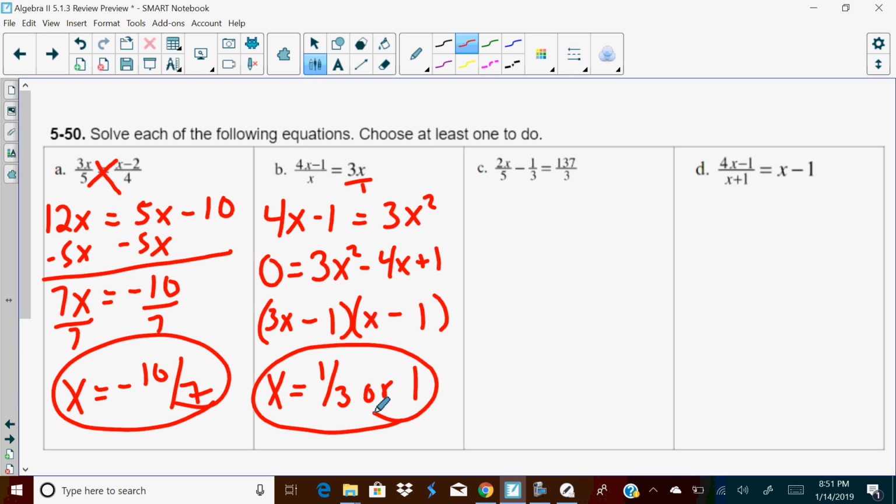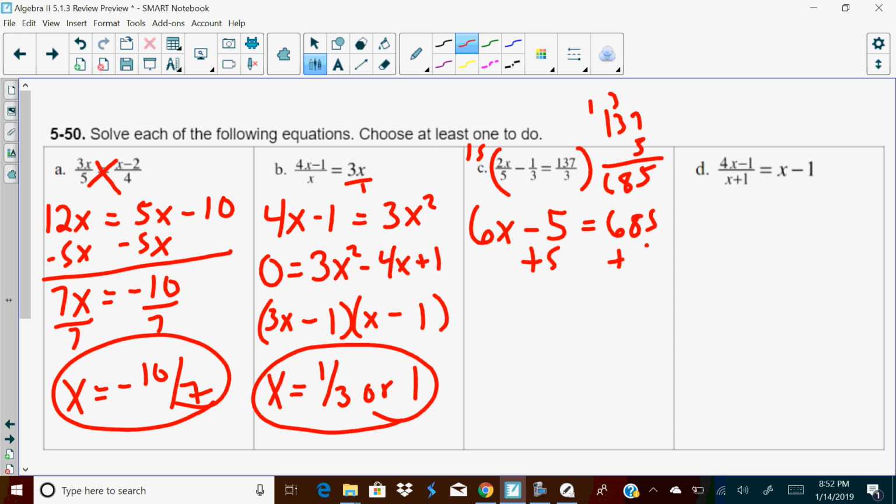So for C, I'm going to get rid of the denominators. So I'm going to multiply everything by 15. So 5 goes into 15 3 times. 3 times 2x is 6x, minus 5, because 3 goes into 15 5 times, equals 5 times 137, which is 685.